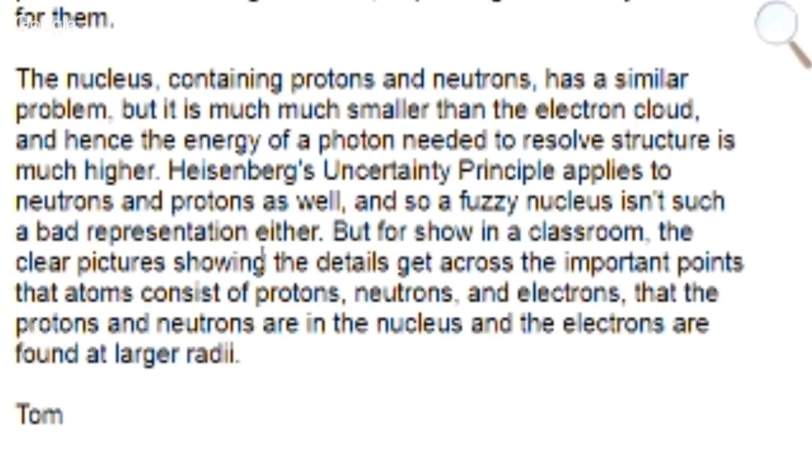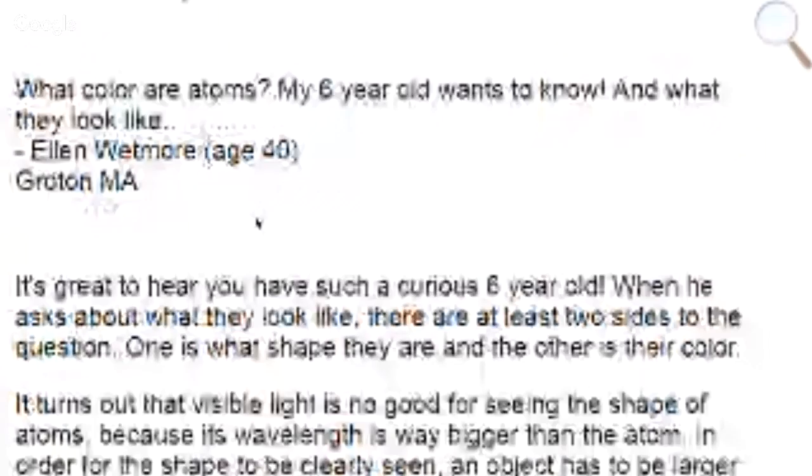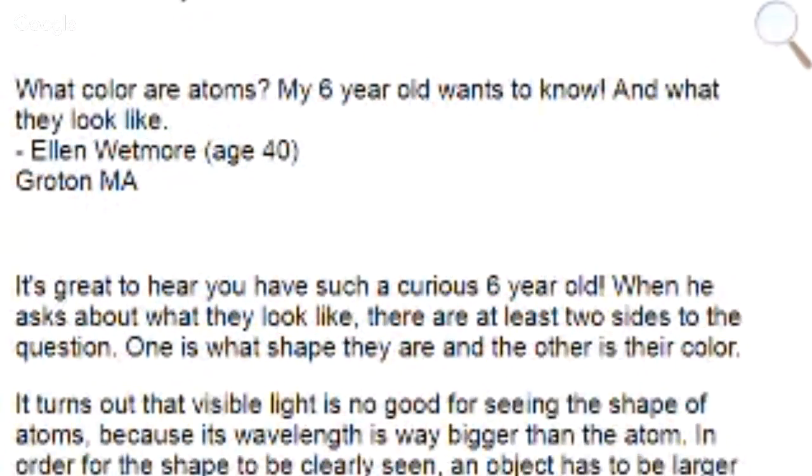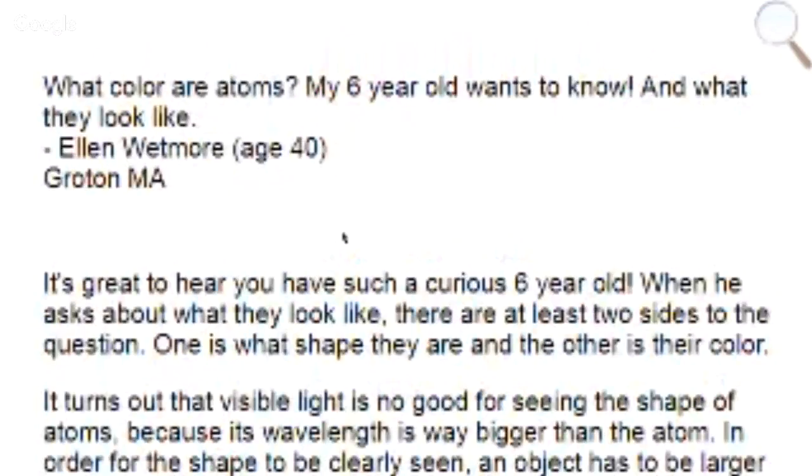The important points are that the atom consists of protons, neutrons, and electrons, that the protons and neutrons are in the nucleus, and the electrons are found at larger radii. Ooh, yeah. So, what color are atoms?